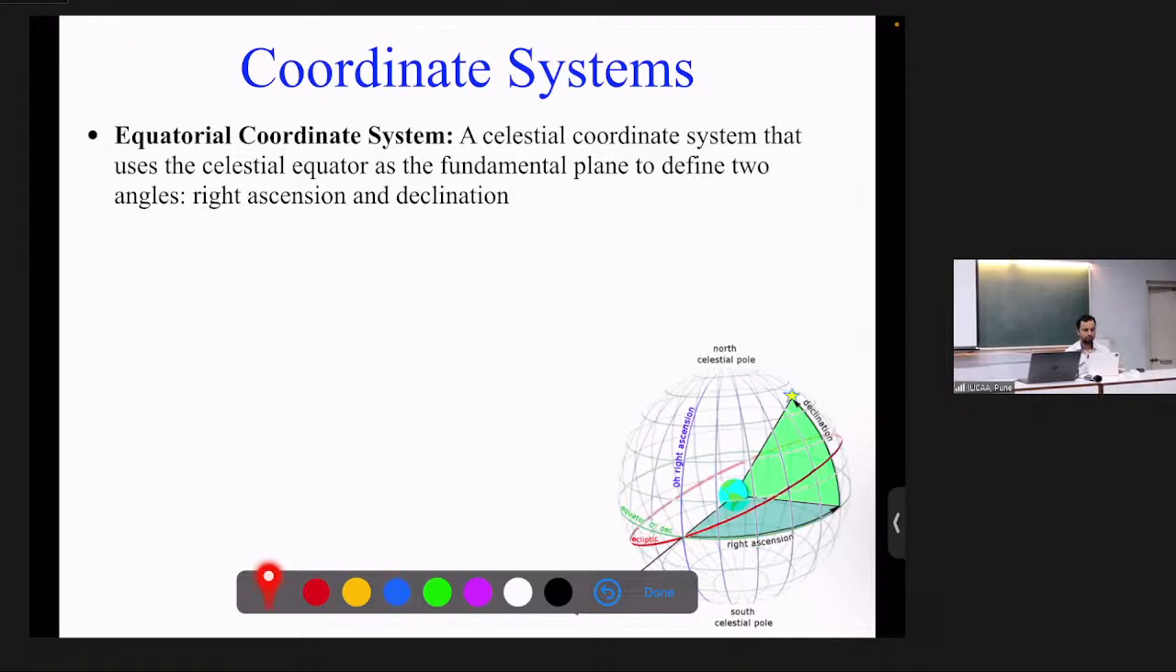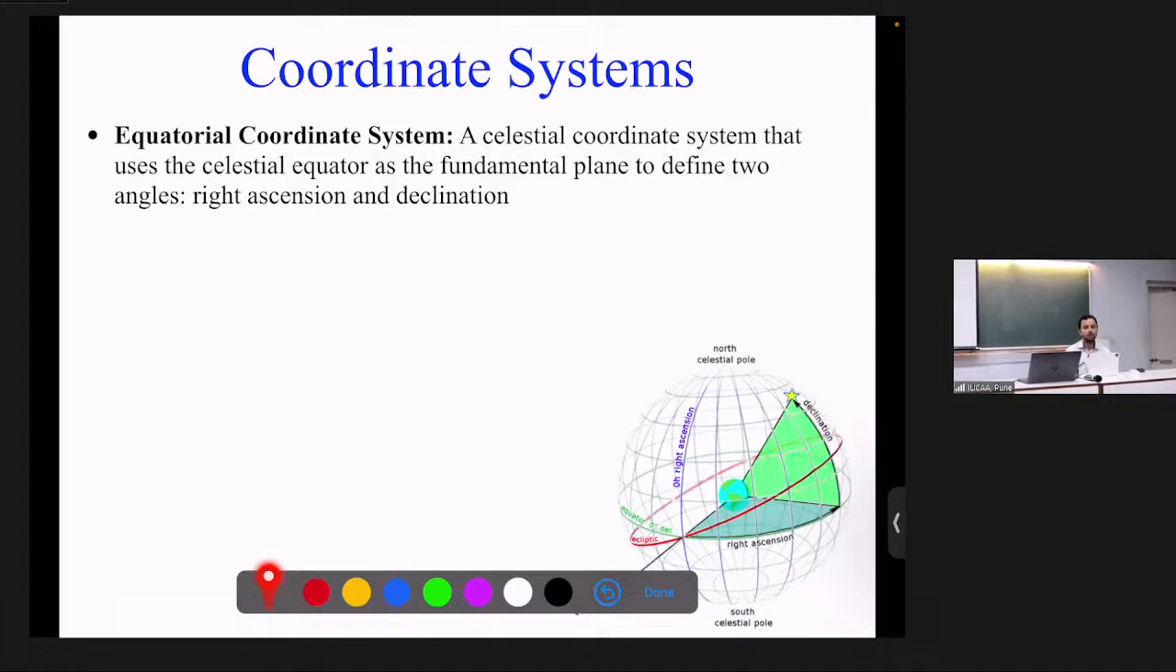And again you need to define two angles. The concept is same. You define some reference point 0, 0, and then an angle along the celestial equator, and then from there you go towards the object. So this angle along the celestial equator is called right ascension, and the angle along the great circle you go toward the object is called declination.